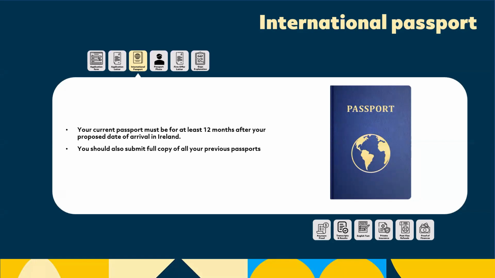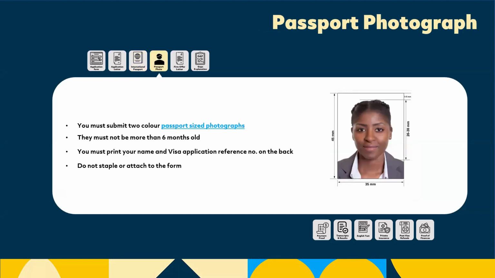So if you have any previous passports, you need to be able to send copies of all your previous passports as well. Okay. And then your passport photograph: you must submit two color passport size photographs, and you can see the dimensions in here. Those photographs must not be more than 6 months old, and you must print your name and your visa application reference number on the back. So you will get a visa application reference number once you finish filling out the form on the AVAT system. So you must include that on both of those photographs.